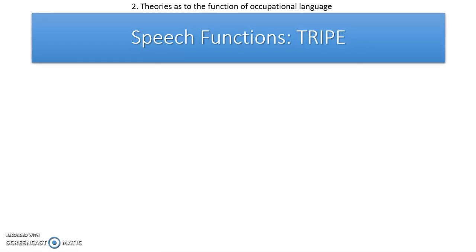Okay, so back onto your revision notes. You're on subheading 2 now, so theories about the function of occupational language. There are 5 speech functions, which you could put in the acronym of TRIPE, which is lovely, isn't it? So jot down TRIPE in your notes. What are the functions of speech in occupational fields, but also just in speech generally? See if you can remember them.